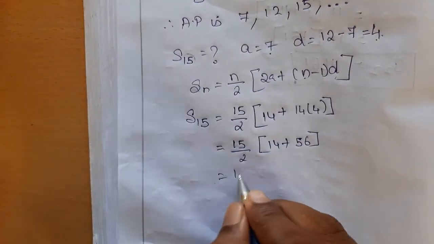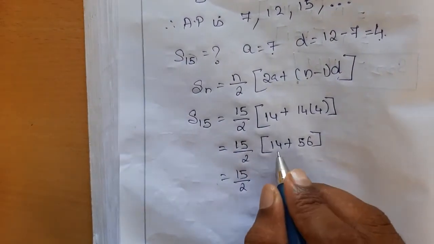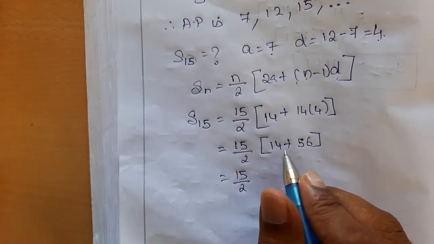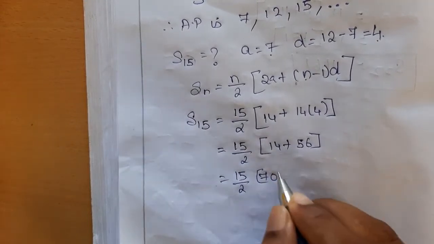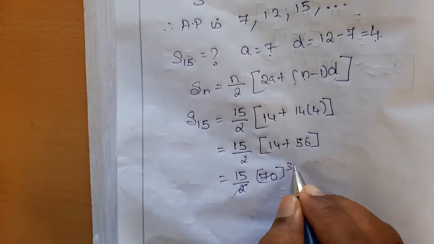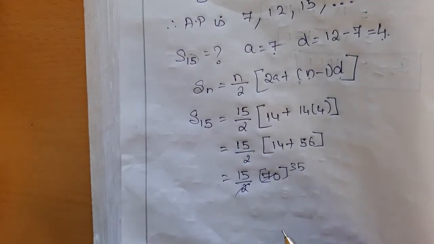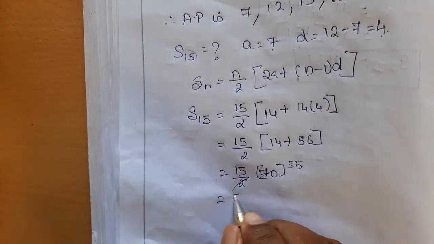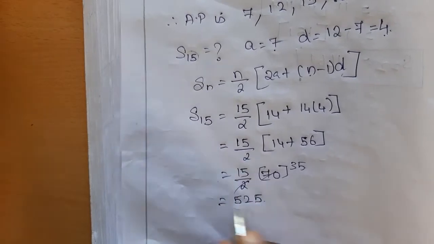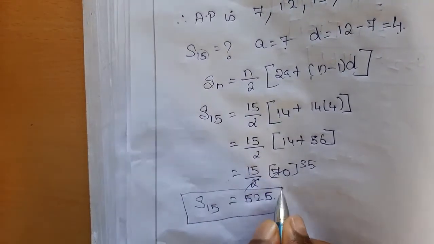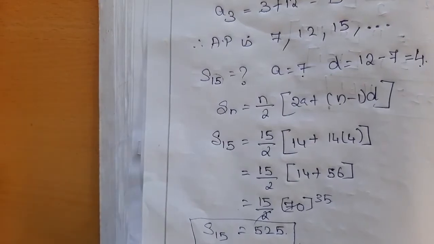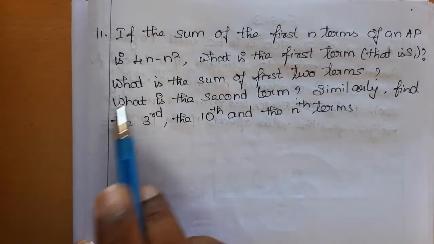14 plus 14 into 4 is 56. So I think you can cancel in the next step. 15 by 2, 14 plus 56 is 70. So we can cancel it, 35 times 15 is 525. So S15 is equal to 525. So we have found an AP and also the sum of the first 15 terms. So here you go for the next problem.